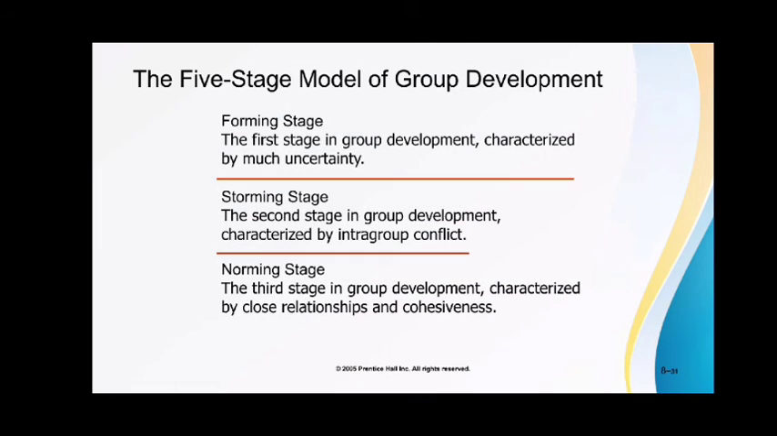Next is the five-stage model of group development. Bruce Tuckman, an educational psychologist, identified a five-stage development process that most teams follow to become high-performing. He called the stages forming, storming, norming, performing, and adjourning.